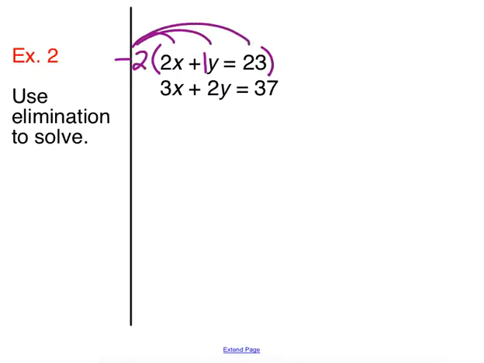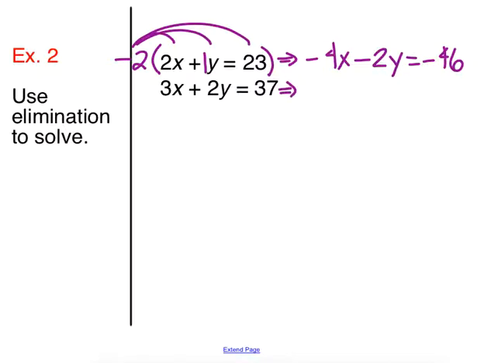So this is what I mean by using the distributive property. We're going to distribute -2 to every single term there. And when I slide this over, I end up with -4x minus 2y equals -46. Now the biggest thing you've got to remember is to distribute to every single term. If you don't distribute to every term, that's where you could run into goofs.